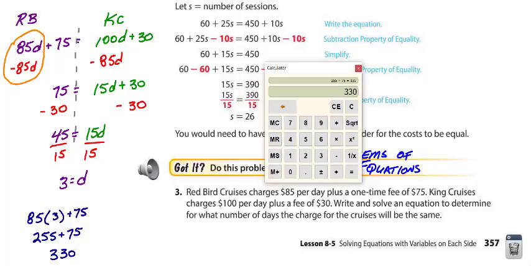On the other side of that equation, if you had $100 a day for 3 days plus 30, you would be spending $300 in daily plus your 30 one time. That would also be $330, and hopefully you had a very nice cruise. All right, there you go.